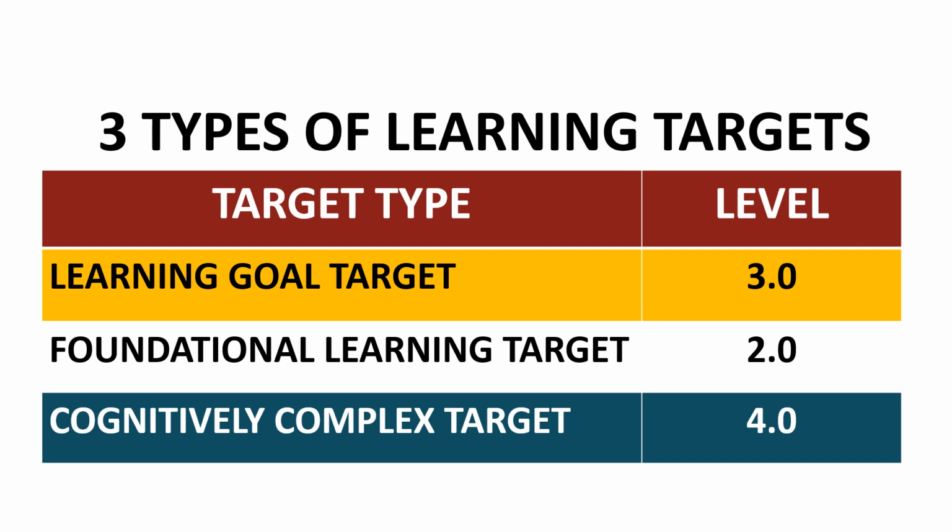There are 3 different types of learning targets: your learning goal target, or your 3.0, your foundational learning target, or your 2.0, and cognitively complex learning target, or your 4.0. For this section, we'll focus on learning goal targets, or your level 3.0 on your performance scale. The performance scale we will discuss further in this training, along with some other common language of the Marzano evaluation system.